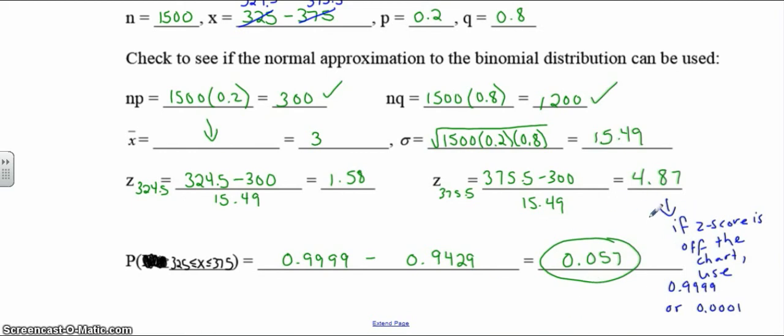Now you would be able to use technology to find a more exact answer, but since we're rounding to 4 decimal places anyway, it's going to be 0.9999. And because we're trying to find the probability of being between two numbers, you're going to subtract the probability of the lower z-score from the probability of the higher z-score. And that should be your answer.